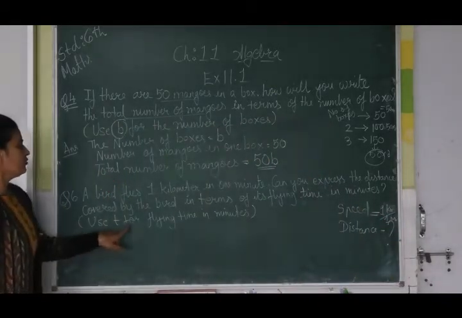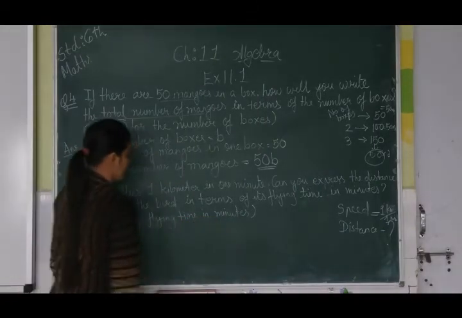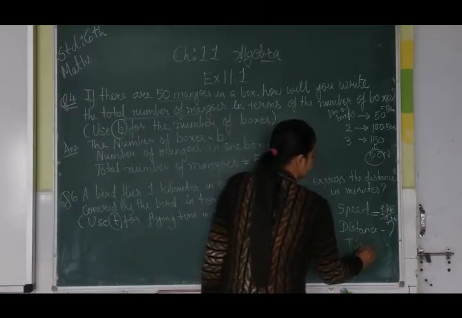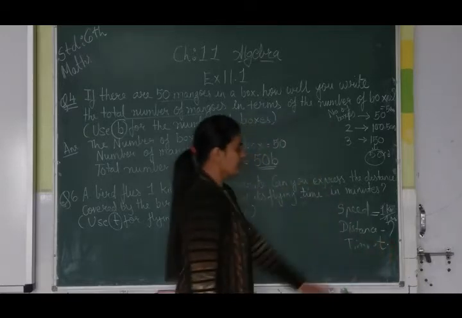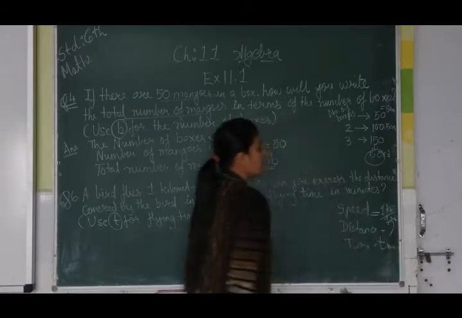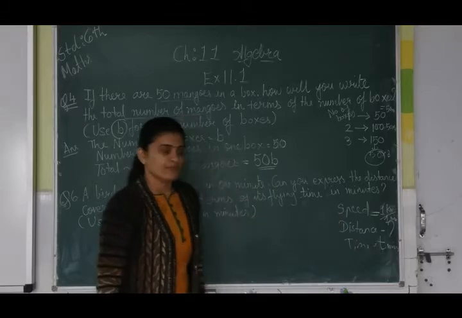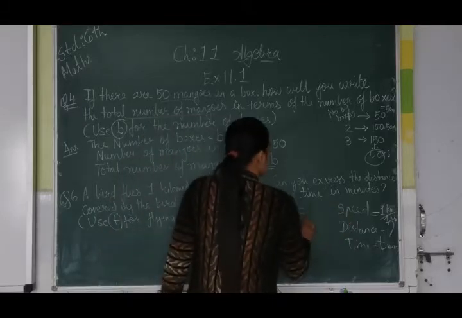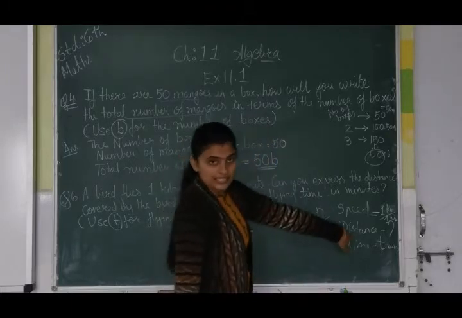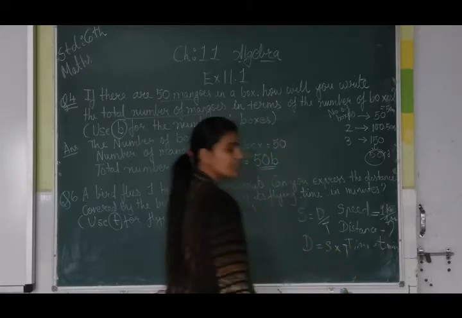And here time, what do we have to take? T. Use T for flying time in minutes. So T we have to take as time. Okay, T minutes. So first of all you should know the relation between speed, distance and time. Here we know that speed is equal to distance by time. Here we want to find out the distance. So distance will be equal to speed multiplied by time.